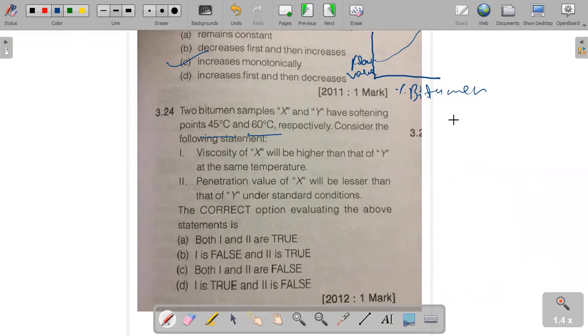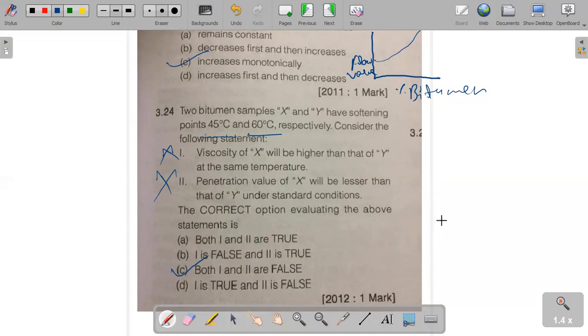As the softening point of Y is greater than X, the viscosity of Y is greater than X, so the first statement is wrong. Due to this also, the penetration value of X will be higher than the penetration value of Y, because in X there is less resistance to penetration. So this option is also wrong. So our correct option is option C.